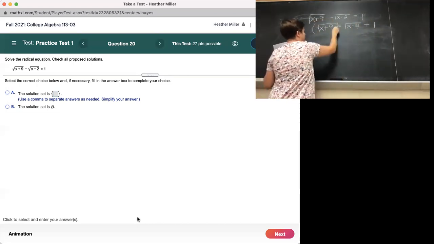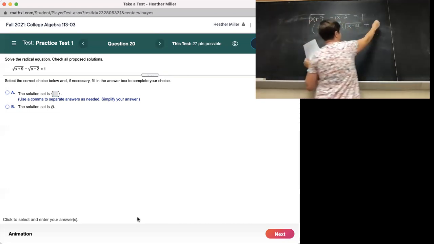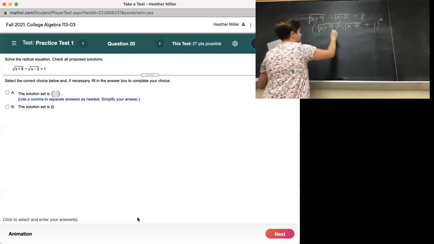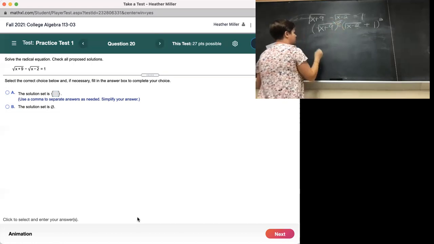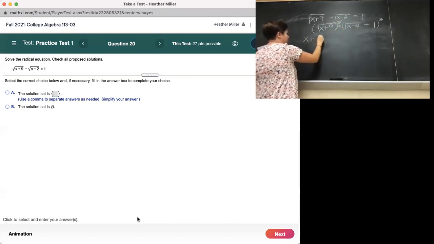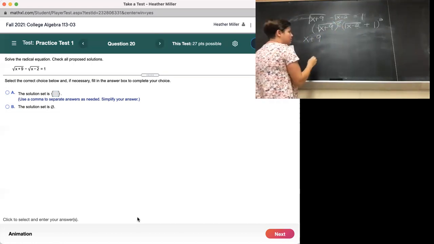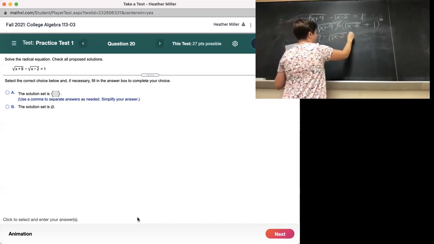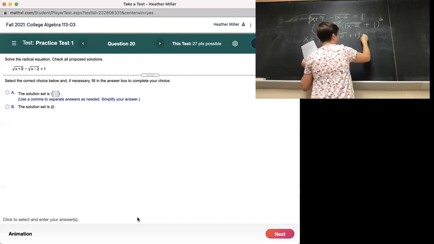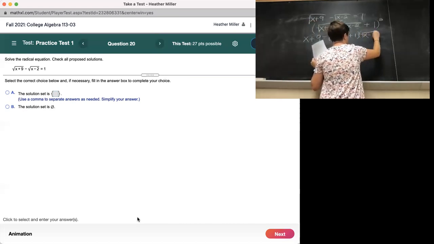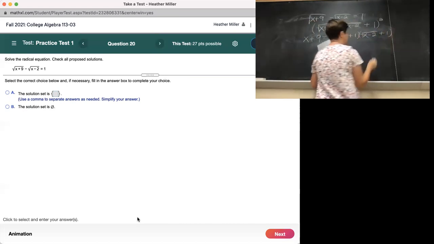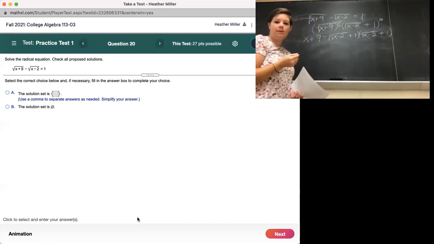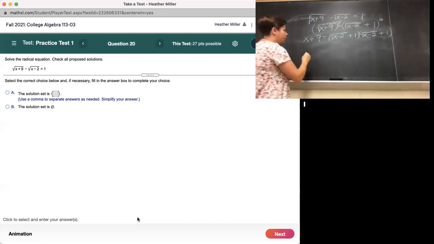Once I do that, in order to get rid of my radical on the left, I'm going to square both sides, because when you square a radical, it goes away. So I'm left with just what's under the radical, which is the x plus 9. And then on the right, I have everything that was over there, quantity squared. So I'm going to have two binomials that I need to multiply together. And when you multiply binomials together, the way you do that is you use your foiling method.